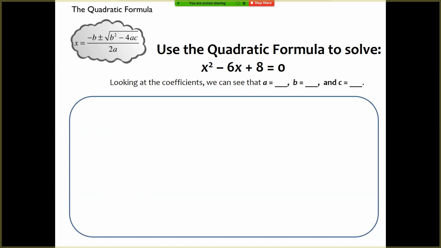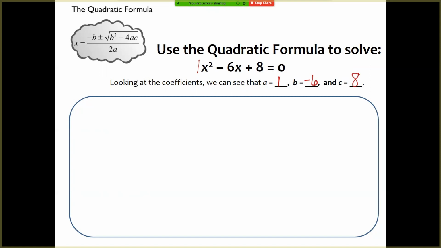But in this case, we do have that 0, so we're going to identify our coefficients. Whatever number's in front of x squared is considered to be a. In this case, there's nothing written in front of x squared, so we assume that it's 1. b has a value of negative 6, and c has a value of positive 8.